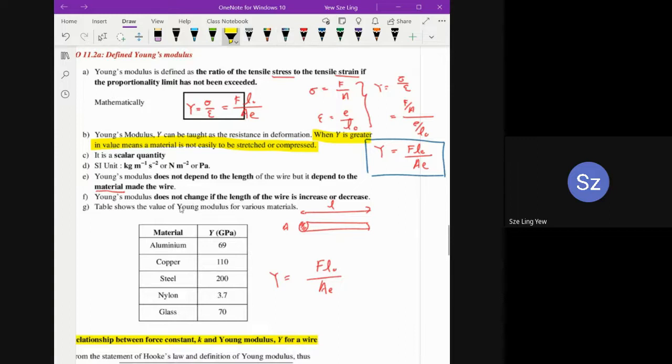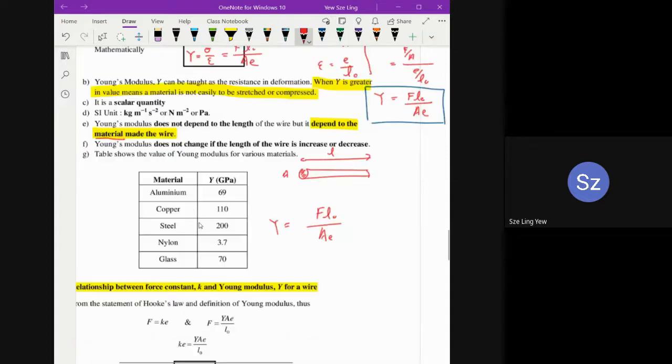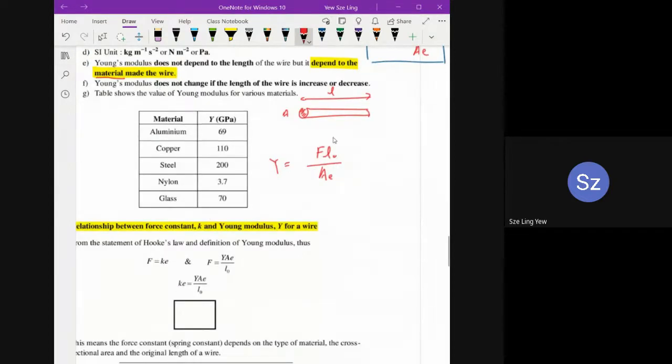Now, why is it important to know that Young modulus depends on material? Because quite often questions will give you two situations. You have objects with the same material. Object A, you apply 10 Newton of force. Object B, you apply 20 Newton of force. And then the question might ask you what is the length of the object, or the original length, or the cross-sectional area of the object. In that case, you have to know that these two objects have the same Young modulus because they are made of the same material. So same material means same Young modulus.